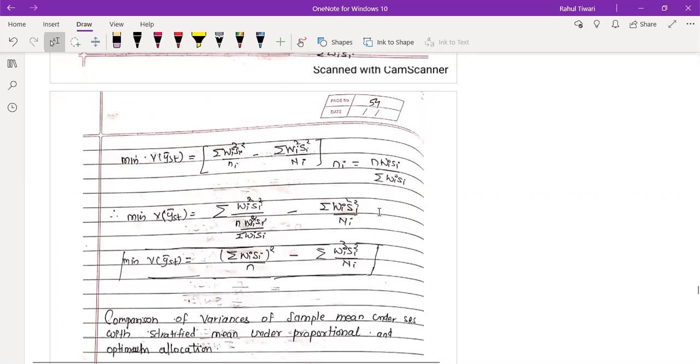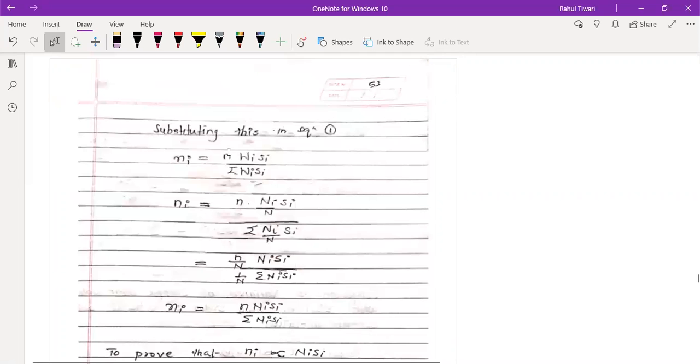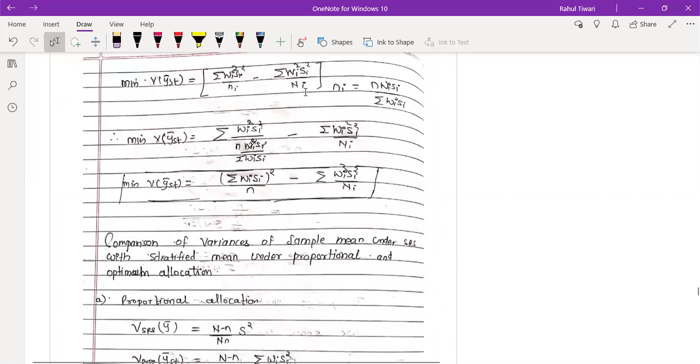This is what we just found here. You substitute, and that quantity will be here. If I substitute, this Ni value will be here. You need to simplify. So how do we simplify this one?